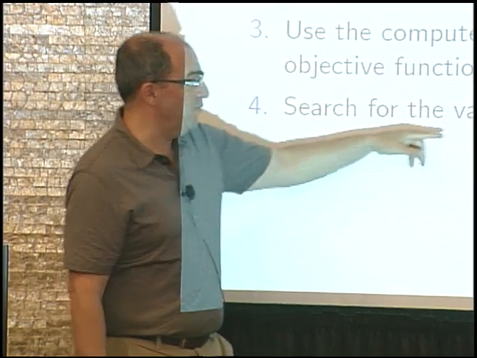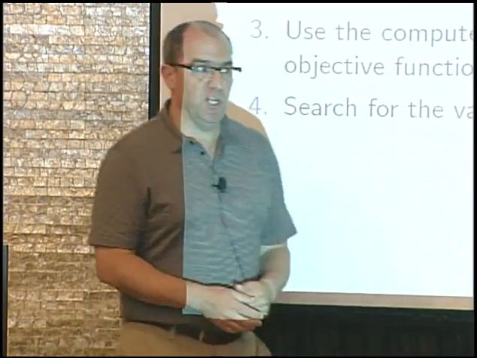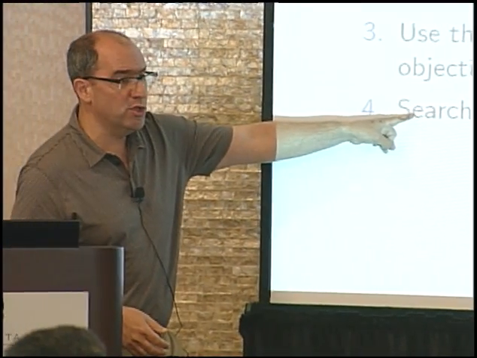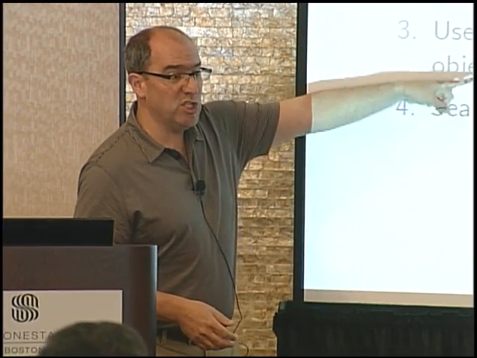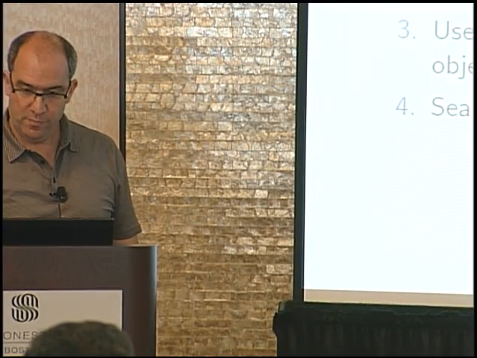And then I'm basically going to search for the value of the parameters that minimize the objective function, the GMM objective function. Okay? So that's going to be a search for the parameters, and nested within each candidate value, I'm going to do this inversion of the market shares. Okay? So let me go through these steps one by one.